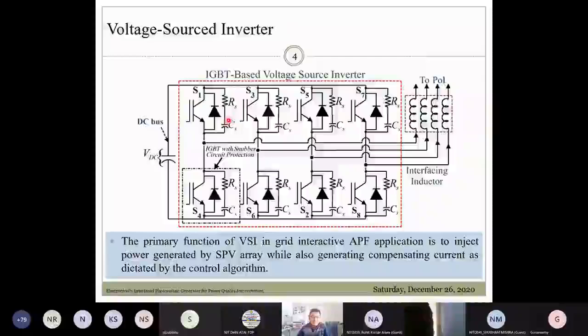a high discharging current would flow through this circuit, and therefore a resistor is connected in series with this capacitor to limit the current flowing through this capacitor. Once the fault has disappeared, the capacitor is charged again through the anti-parallel diode.